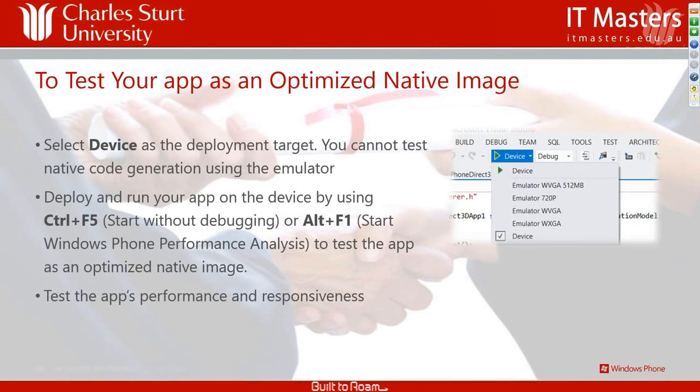As I mentioned, you can deploy and test your application as an optimized native image. Essentially, this is running that process of generating the native code, and you can do this by pressing Control F5 or using the performance analysis tool, which is Alt F1. Okay. And the primary purpose here is because you're not stepping through the code in the debugger. You're just looking to test the performance and the responsiveness of your application.